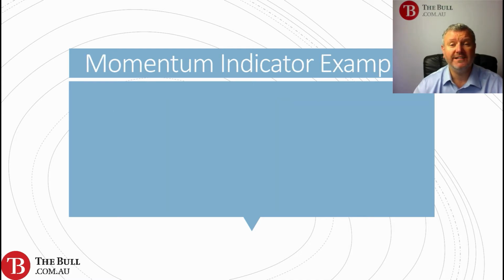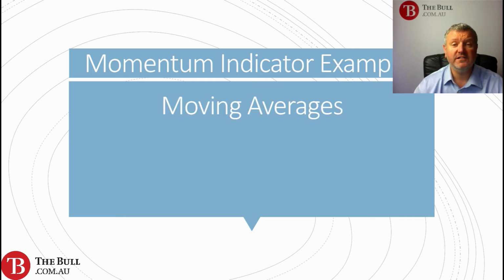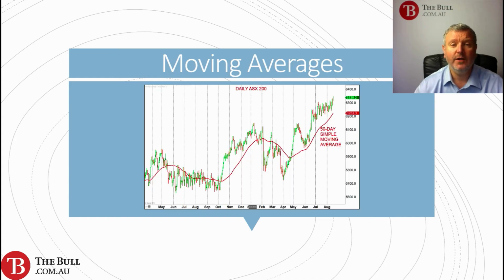Now we're going to take a look at some examples of momentum indicators. Moving averages are themselves a momentum indicator, and we do cover moving averages in a little more depth in one of our other masterclasses. So here we have an example of the daily ASX 200 chart and a 50-day simple moving average. This is a momentum indicator.